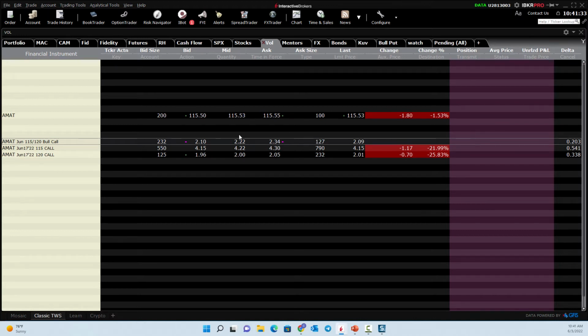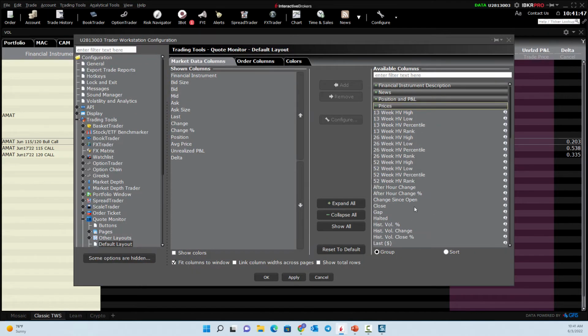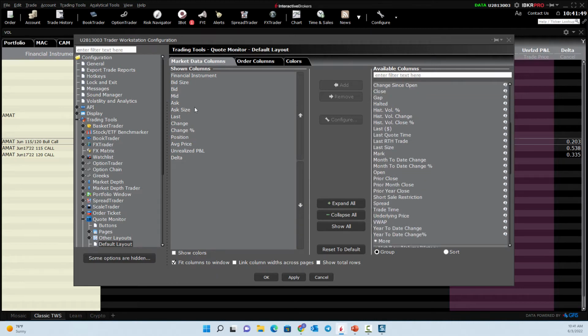But this is not a live order, right? These are live buyers and these are live sellers. This just tells me where the middle's at. So that middle column, if you wanted to add that, you can just click here to configure, and you can come over here to your prices and find that and add that over here. So you've got the bid, the mid, and the ask.